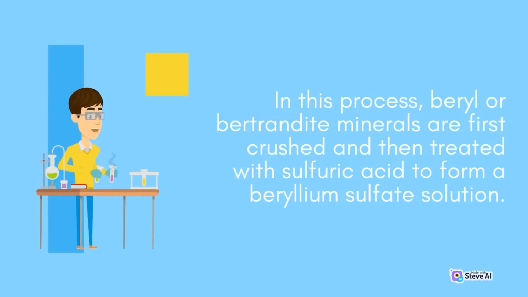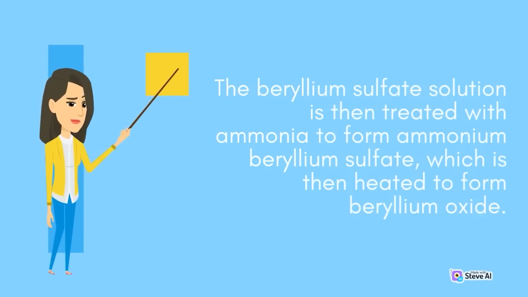In this process, beryl or bertrandite minerals are first crushed and then treated with sulfuric acid to form a beryllium sulfate solution. The beryllium sulfate solution is then treated with ammonia to form ammonium beryllium sulfate, which is then heated to form beryllium oxide.